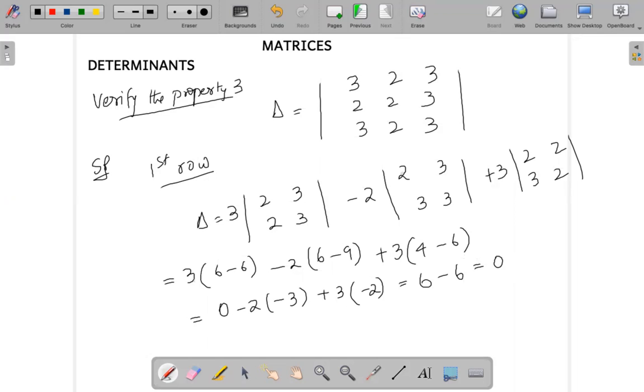So if you look at this, row 1 and row 2 are identical, and this is row 3. So these are equal, 3 to 3 and 3 to 3. That is the third property we have verified by taking the example.